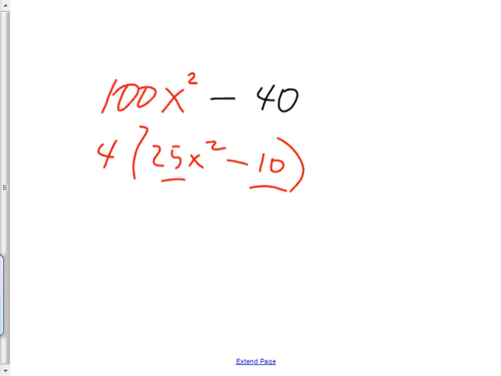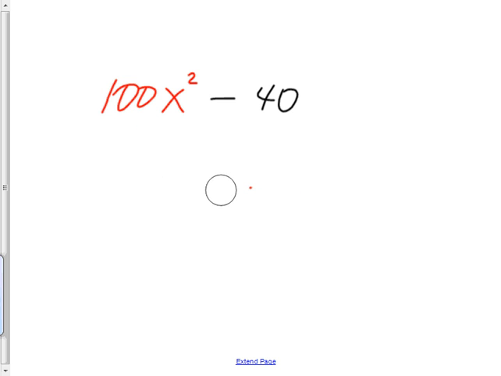What can you take out? 20. A 20. Very nice. Now, I know some of you are thinking, but if you take out 20, you won't be able to factor it any further. But if you take out 20, sometimes that's the best you can do is take out the biggest GCF, greatest common factor, that you can find. So it's 5x squared minus 4.